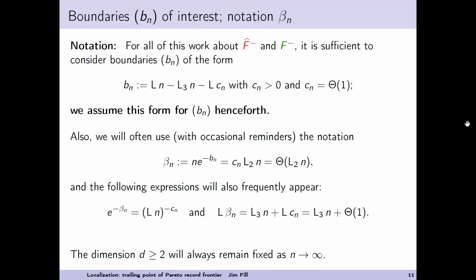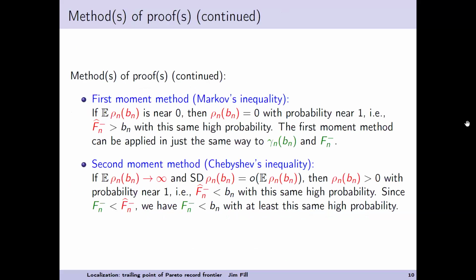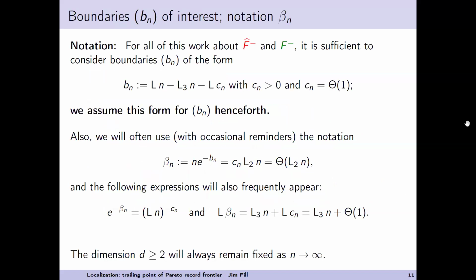I said that for interesting boundaries, we would have to estimate the mean and variance. What are the interesting boundaries? For all of the work about F hat minus and F minus, it's sufficient to consider boundaries of this form: log n minus triple log n minus log of a sequence c n that's strictly positive and big theta of 1. And I'm going to assume that from now on.